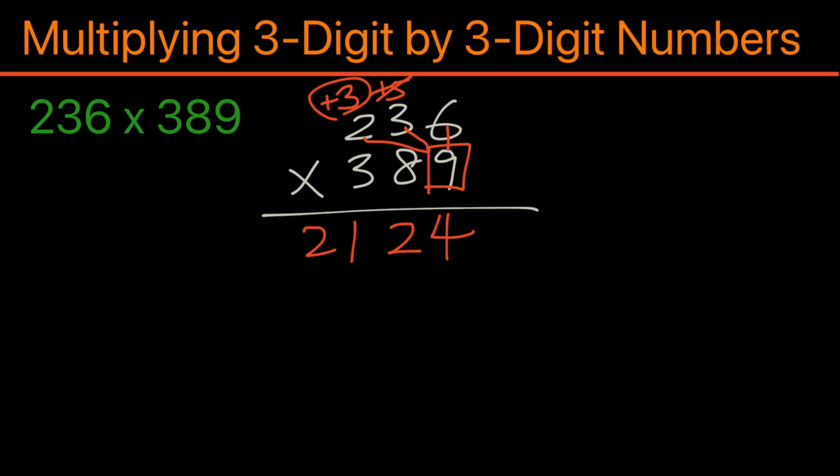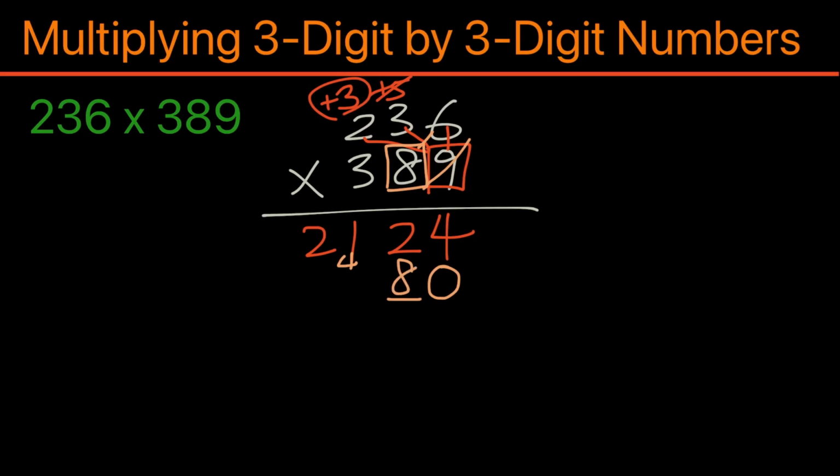Now that we finished multiplying 9, we're going to cross it out. And we're going to place a 0 here as a placeholder. So the number 8, which is the next one we're working on, will start right here. So the first number we're going to multiply 8 by is 6. So 8 times 6 is 48. So 4 will go right here and 8 will go right here.